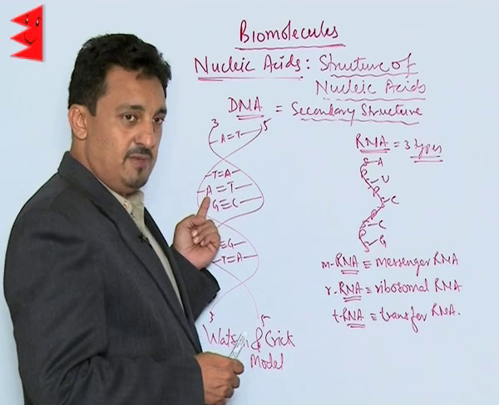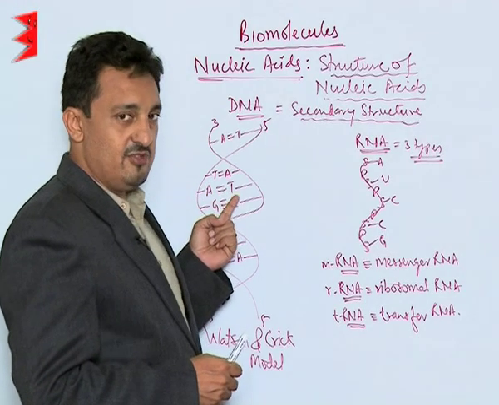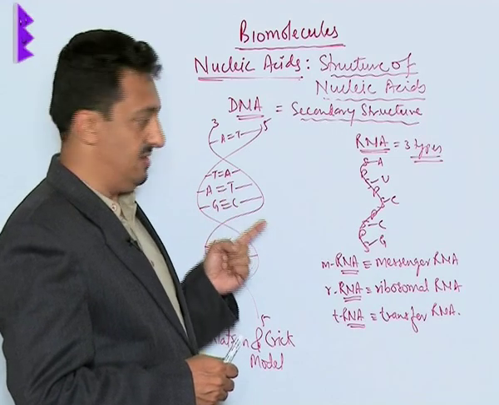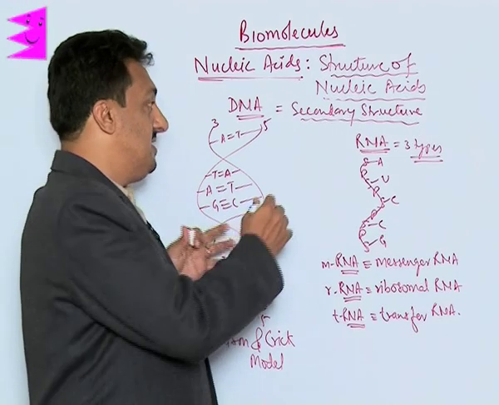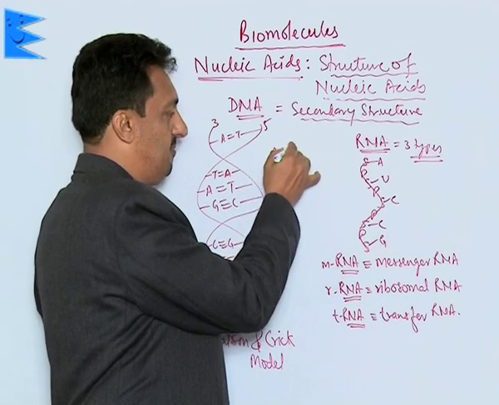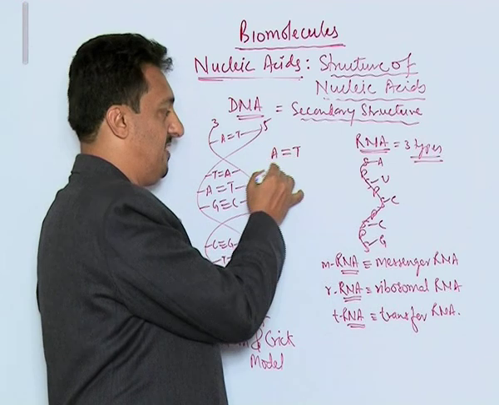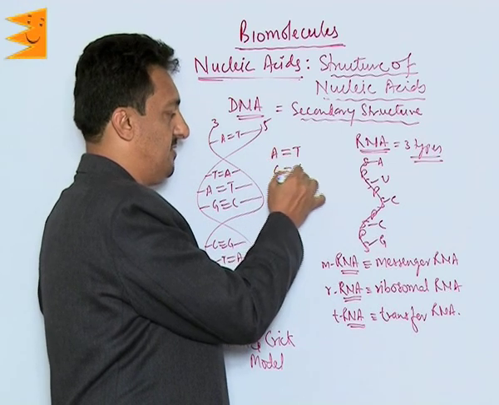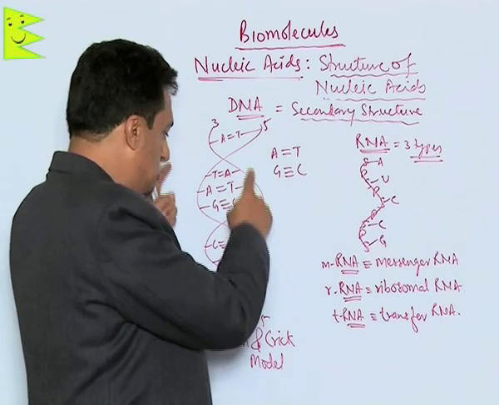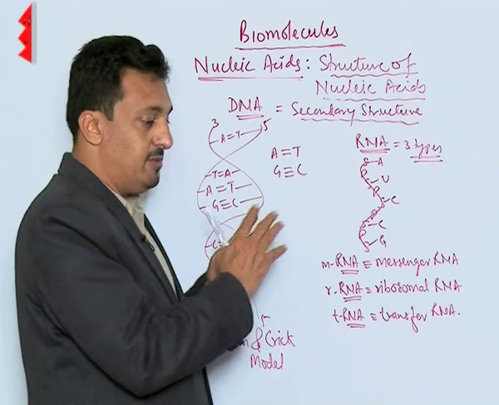Adenine is always forming a pair with thymine through 2 hydrogen bonds, and guanine will always form 3 hydrogen bonds with cytosine. So that is how these nitrogenous bases are always complementary, that adenine is always bonded to thymine through 2 hydrogen bonds, and guanine is always bonded to cytosine through 3 hydrogen bonds. And that is why we say that the two polynucleotide chains in DNA are complementary to each other.